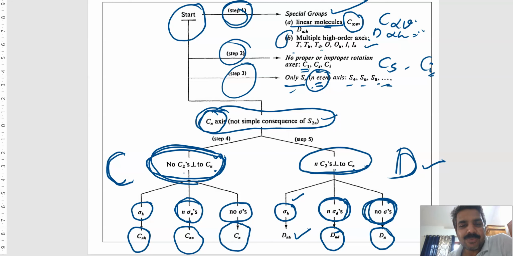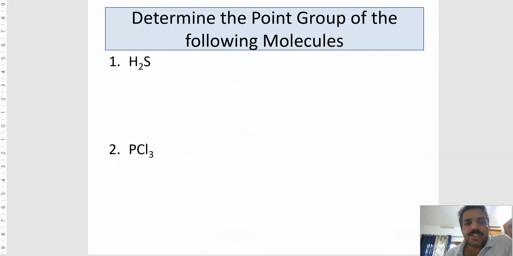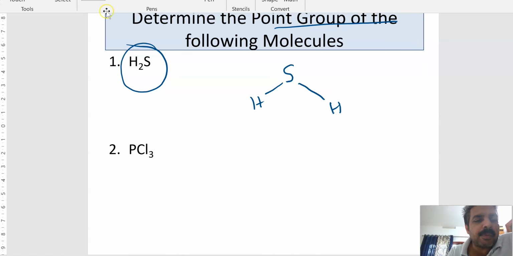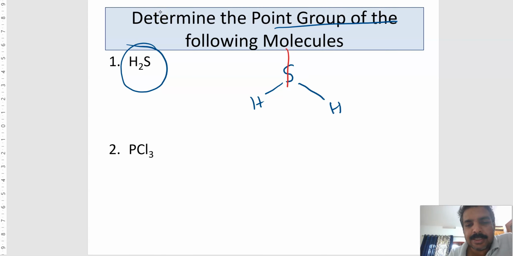Okay, we can look for some examples. Determine the point group of the following molecule. Some examples, you may get questions like this in the examination. H2S. You know the structure of H2S is like water. It is a bent molecule. The proper rotation axis is C2.